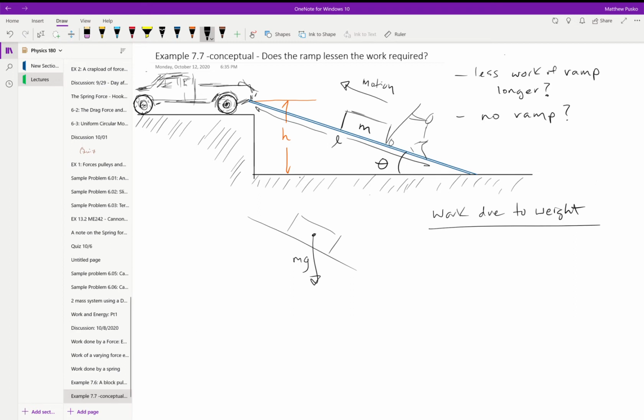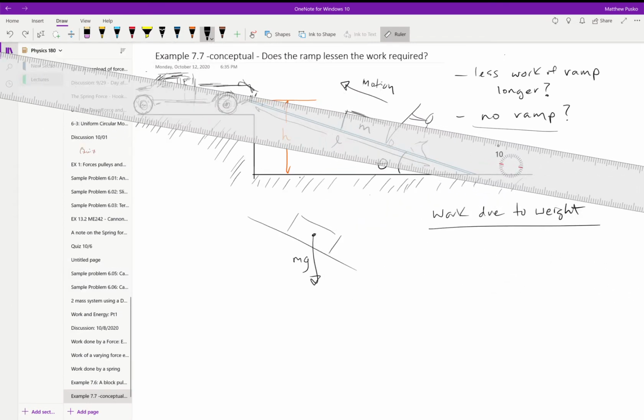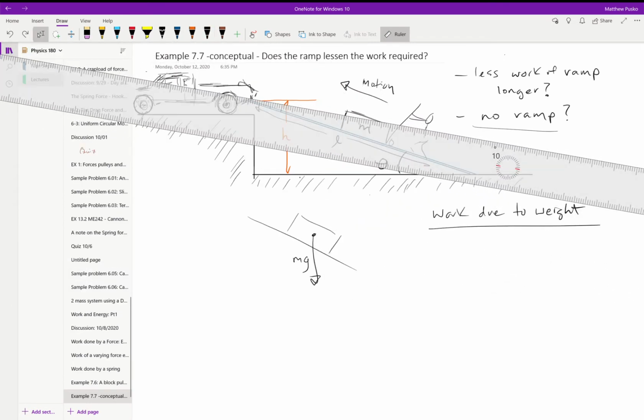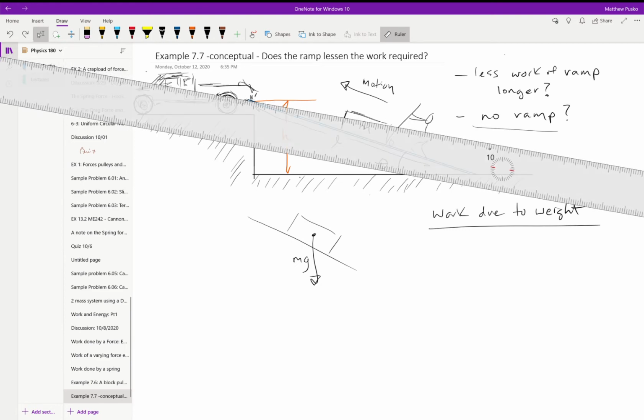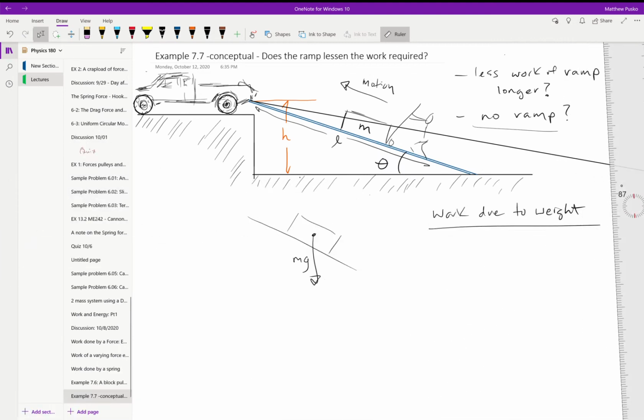Now let's take a look at that. They're asking if the ramp is longer, would that make it less work? Or what if there's no ramp at all? I posed that question myself. So if the ramp is longer, it's not straight. Let's draw a longer ramp. Okay, it could go all the way out to there. Is that going to help? Well, let's take a look at this.